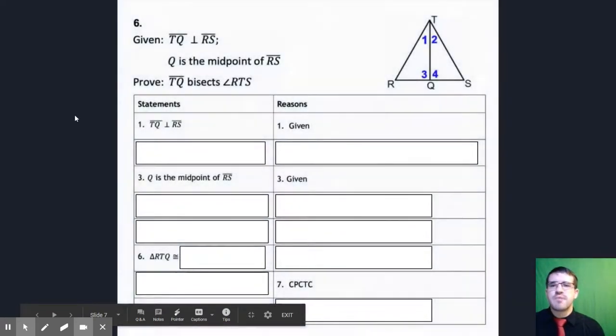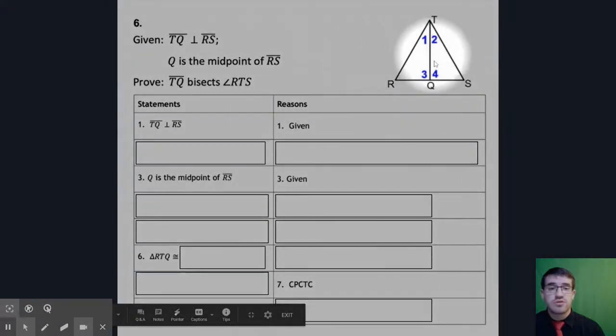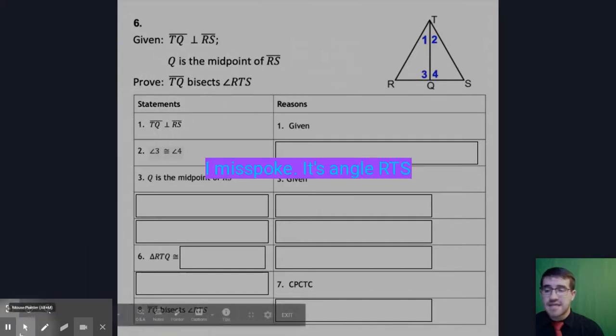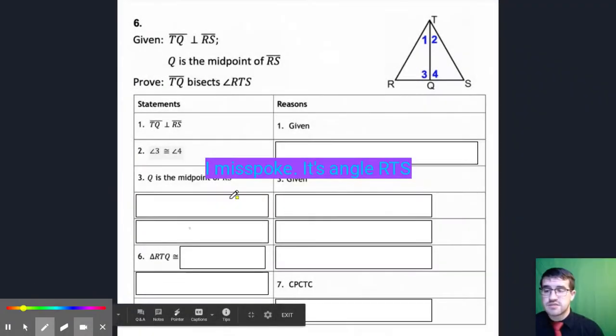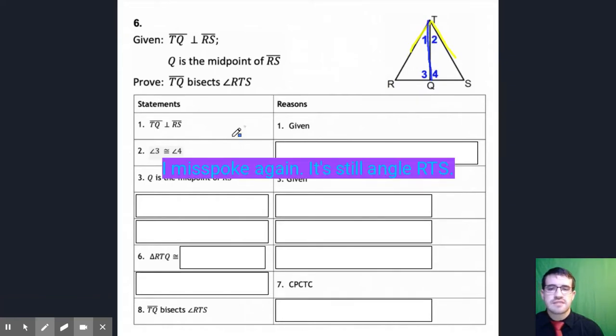All right, so for problem 6, we are given that segment TQ is perpendicular to segment RS, and that Q is the midpoint of RS. And we want to prove that segment TQ bisects angle TRS. So we want to prove that segment TQ right here bisects TRS. I probably should have done a better color than that because it's blue, but we'll deal with it.